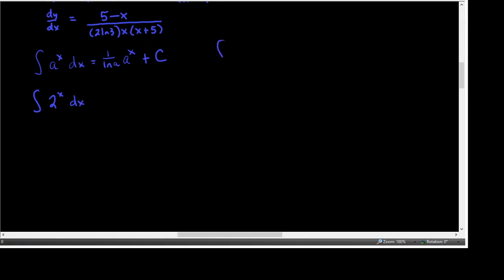Oh, and by the way, a to the u du, when you integrate that, that's also going to be 1 over ln of a, times a to the u, plus c. Okay. Anyway, so because this is not base e, the antiderivative of 2 to the x, which is almost the coolest function ever, we'll get back that 2 to the x, but then we have to remember to multiply that by 1 over the ln of the base of that power, so 1 over ln of 2, times 2 to the x plus c.